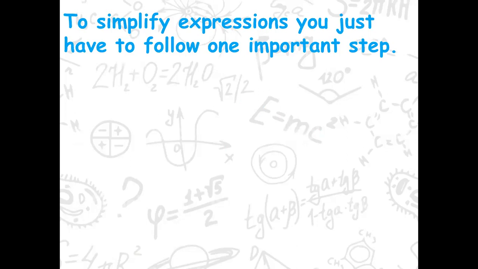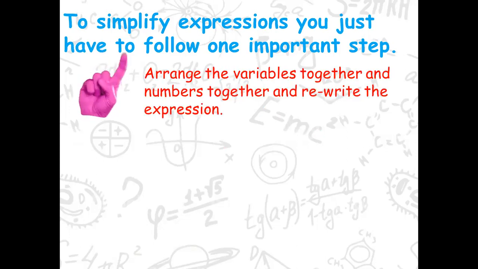Okay, so there is only one very important step you need to follow. And what is that one important step? You have to arrange the variables together and numbers together and rewrite the expression. Rewrite means you have to write the expression again. So what do I mean by saying arrange the variables together and numbers together? Well, this might not seem important to some, but it is important so that you will know the method for simplifying the expressions. Now, what did I mean by arrange and rewrite the expression?